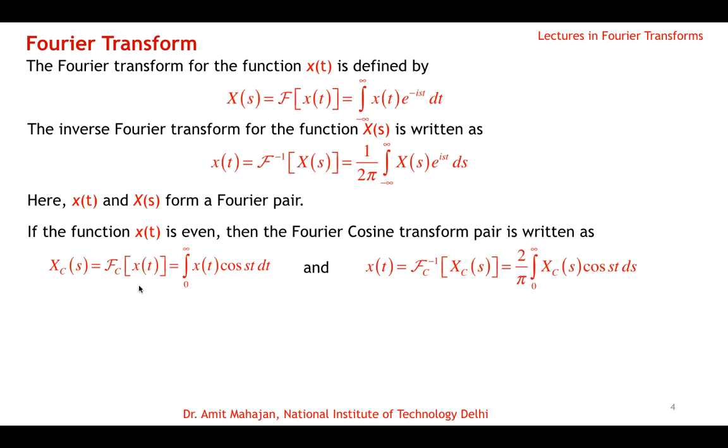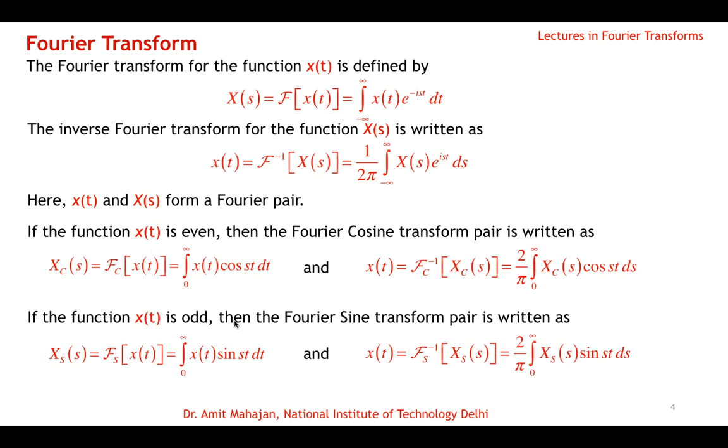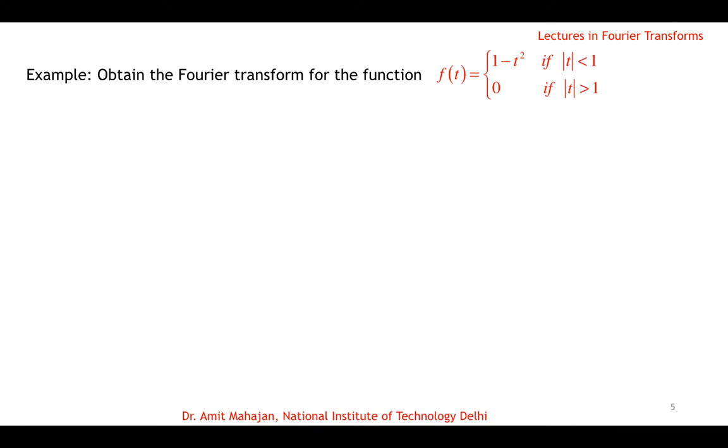Similarly, if the function is an odd function, then the Fourier sine transform pair is written as this. The Fourier sine transform of x(t) is the integral from 0 to infinity of x(t) sin st dt. So that's the forward Fourier sine transform, and its inverse is 2 by pi times the integral from 0 to infinity of X_s(s) sin st ds. So we can calculate the Fourier transform, and if the function is even or odd, we can also calculate the Fourier cosine transform or Fourier sine transform. So let us take one example and see how to calculate the Fourier transform of a function.